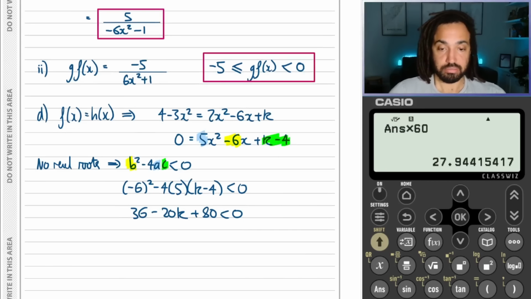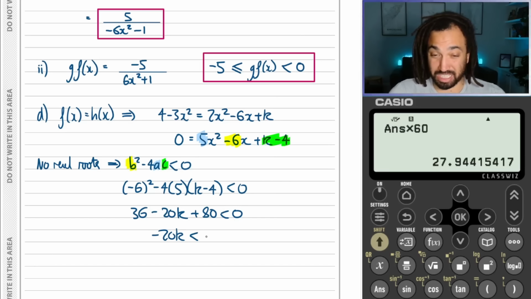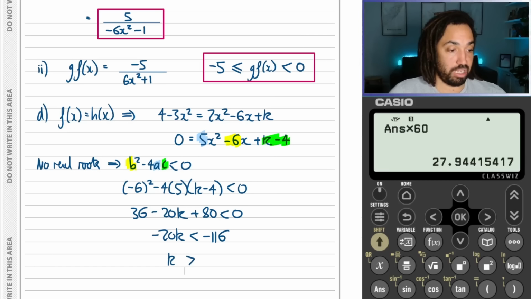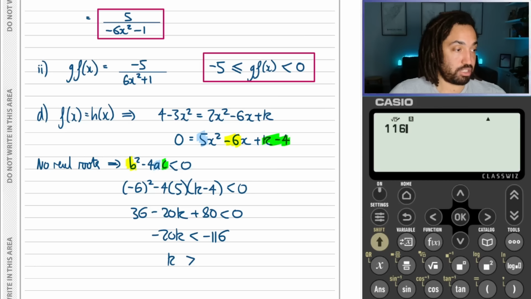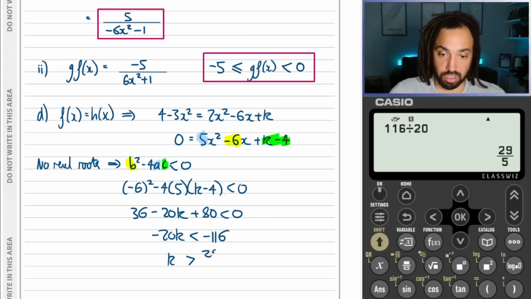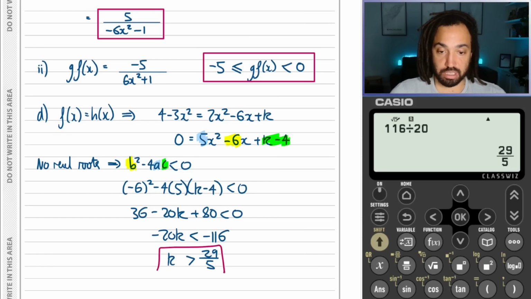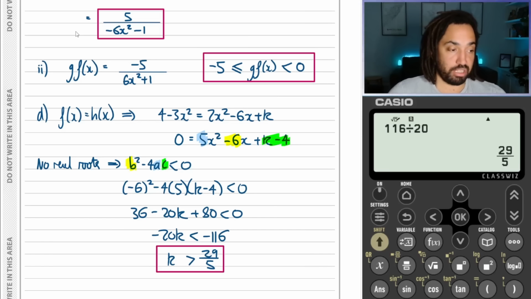Okay, so minus 20k is less than minus 80 minus 36 is minus 116, and then divide through by minus 20, which flips the sign over, and we get k is greater than 116 over 20, which is 29 over 5. Perfect. That was a beast question, but it's done.